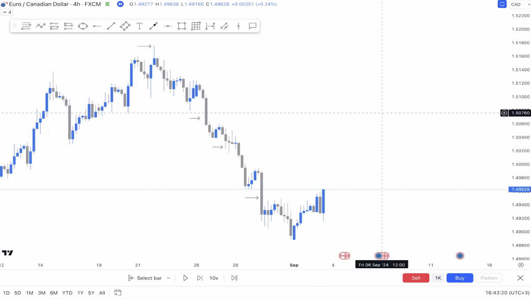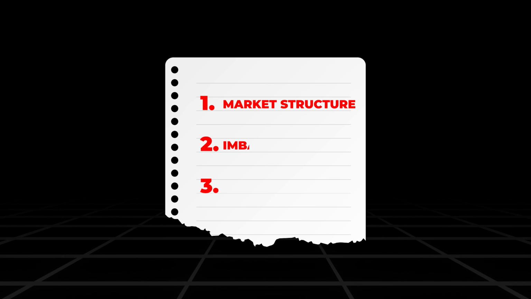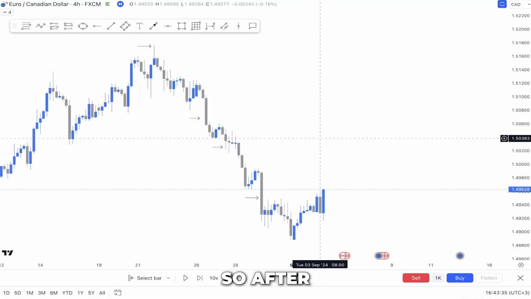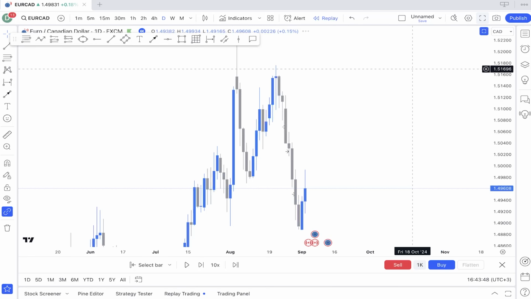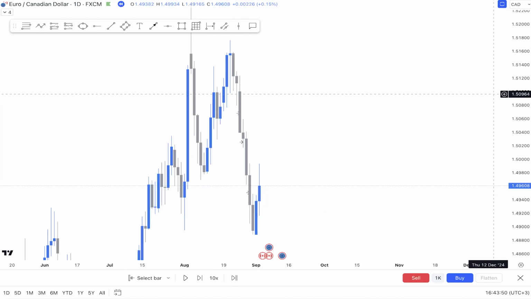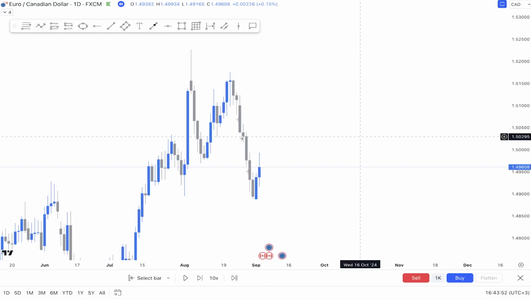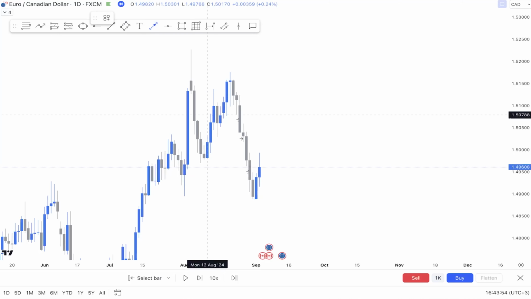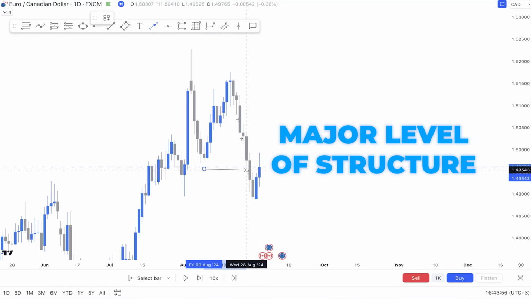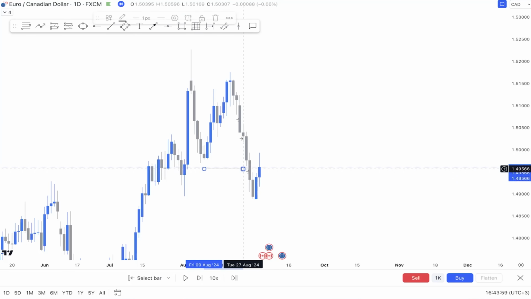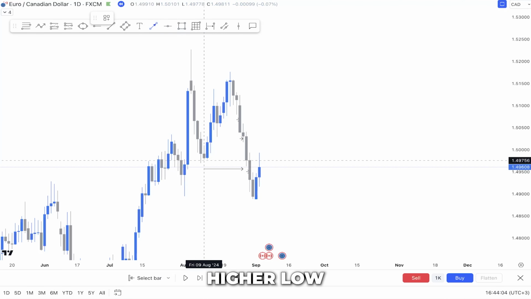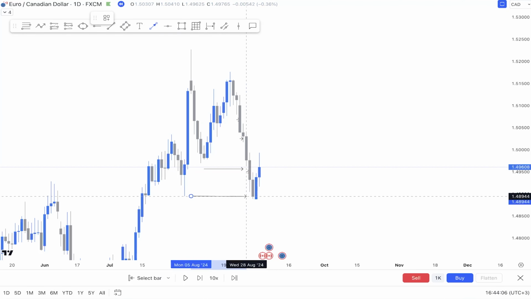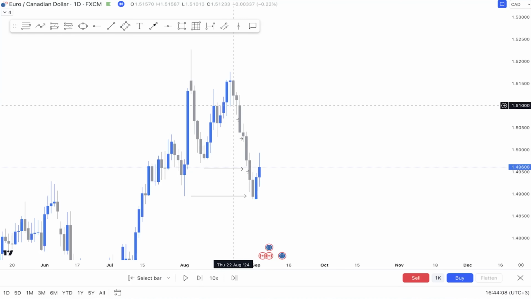In order to trade this strategy, you need to understand the three following concepts: market structure, imbalance, and supply and demand. After I saw that we have a bearish price action, I checked the daily time frame to see how we are looking on the daily. On the daily, I saw that we had a major level of structure that was broken right here. In fact, there were two. It was this low right here and this higher low as well. So this is an extra layer of confirmation.